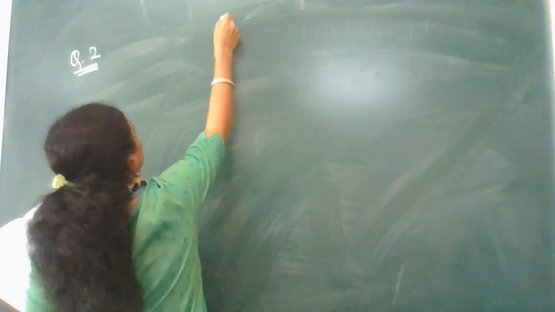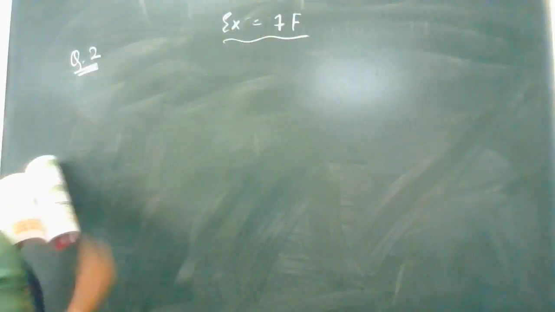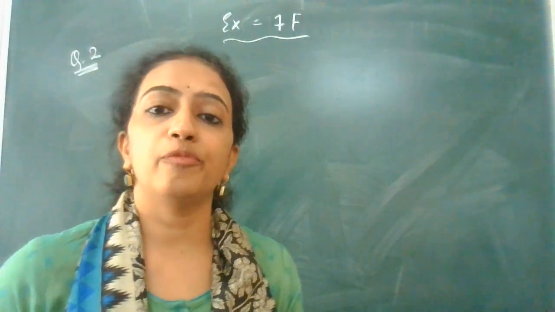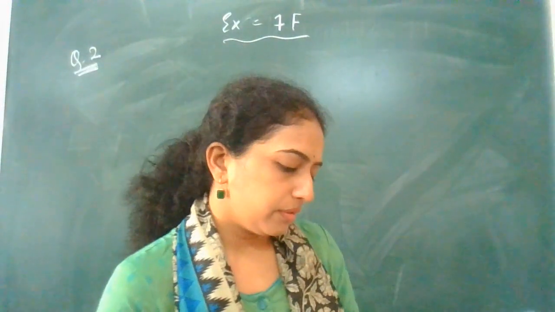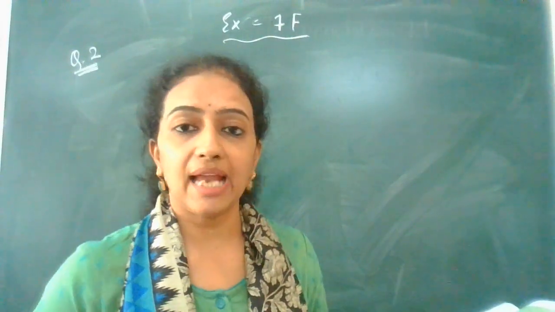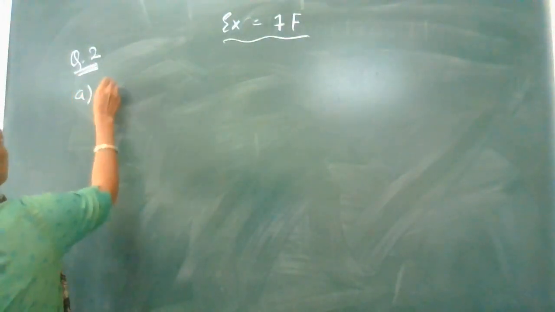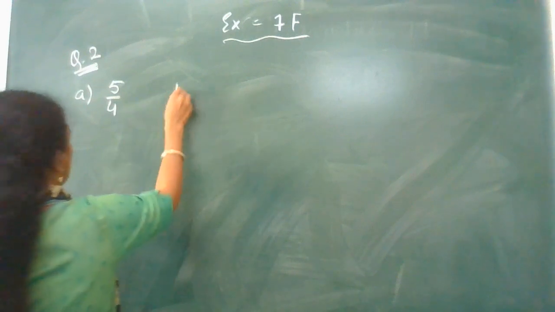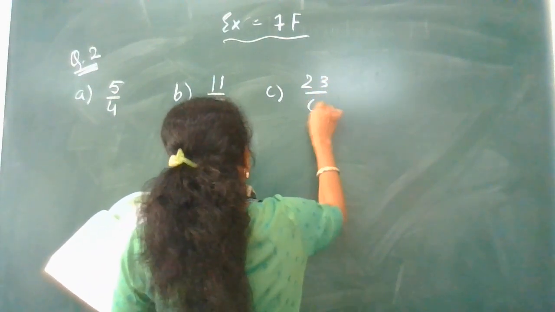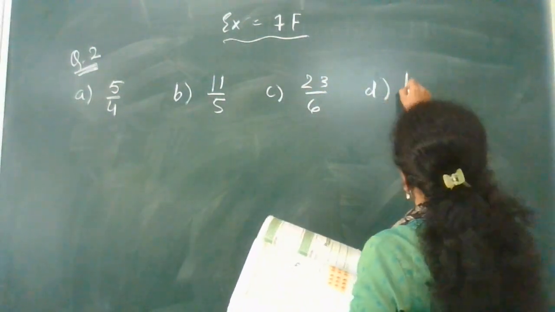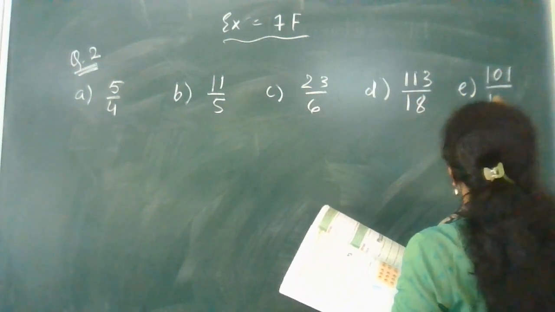Question 2. Okay, now in question 2 you have to convert the improper fractions into mixed numerals. Okay, so I'll be showing you the 2 sums which are this C and D. A is easy, that is 5 upon 4. There are 5 questions. A 5 upon 4. B 11 upon 5. C 23 upon 6. D 130 upon 18, and E 101 upon 11.